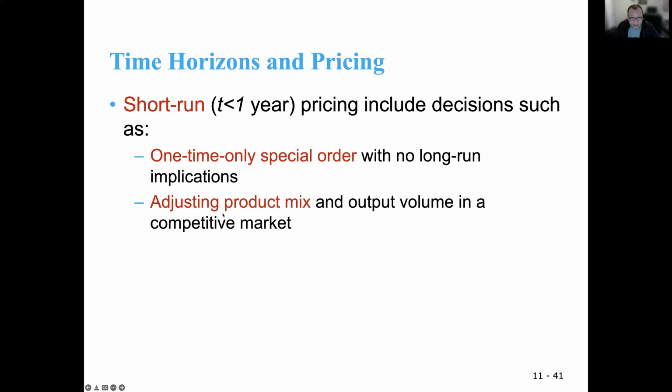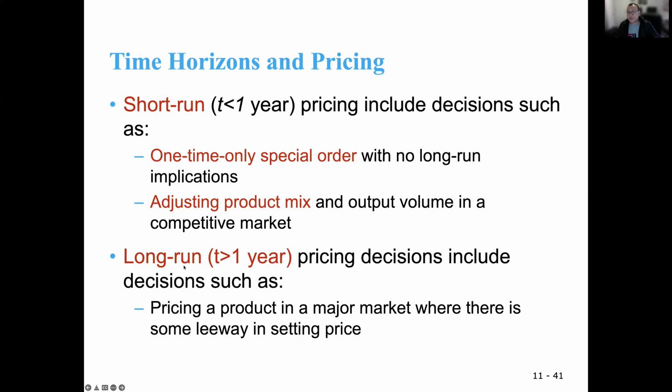Another scenario would be adjusting the product mix and output volume in a competitive market. So how are you going to make the adjustment? The product mix, maybe 20% is the basic version and 80% is the advanced version, or vice versa, depending on the market. Those will be another example.